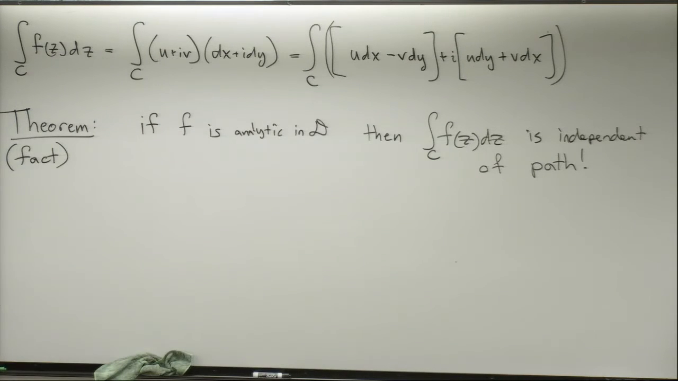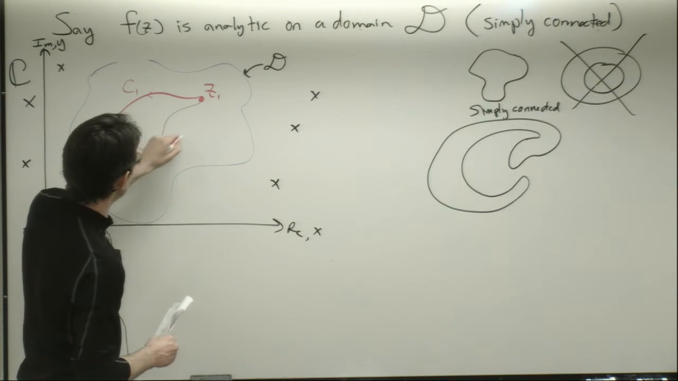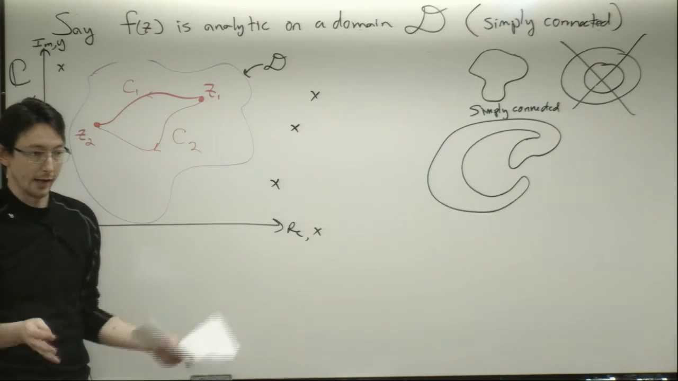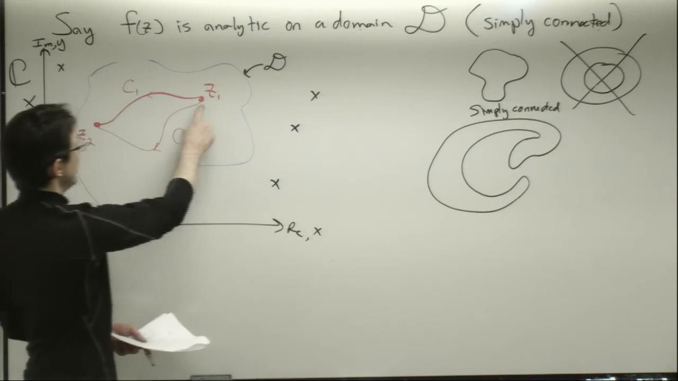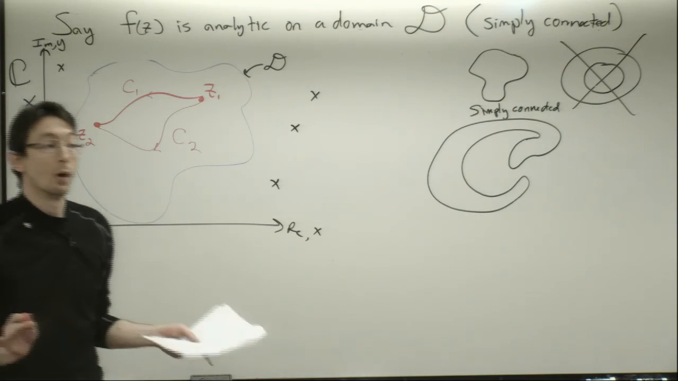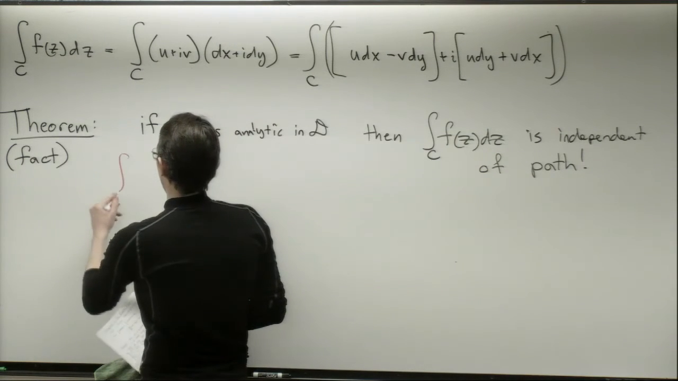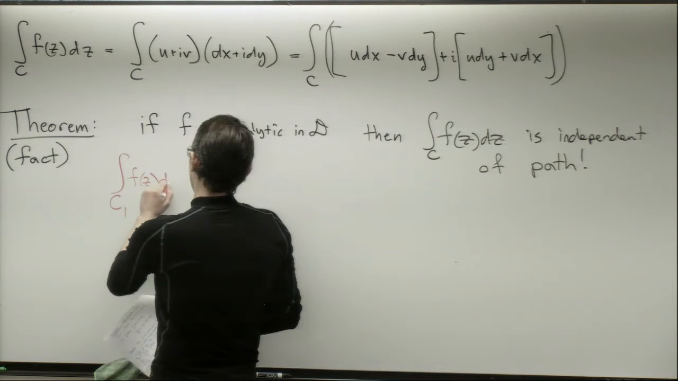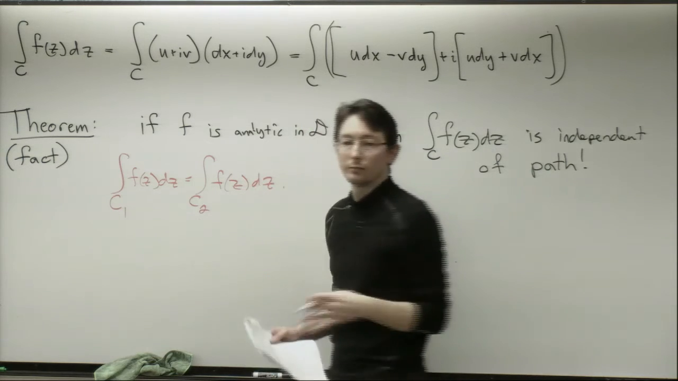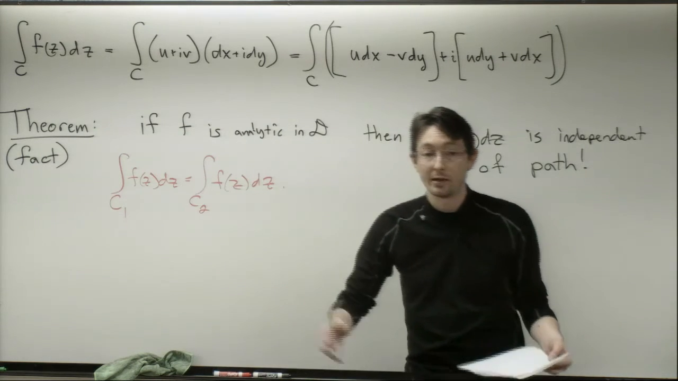So for example, I could have taken a totally different path from z1 to z2. I could have taken c2. And as long as c1 and c2 both live inside of this nice, simply connected analytic domain D, then both of these integrals are equal to each other. I haven't told you why yet. I'm about to tell you why. So what we have is, integral of c1 f of z dz equals integral of c2 f of z dz. Pretty interesting, okay? What are some other systems we've looked at where this type of thing is true, where the integral doesn't depend on the path?